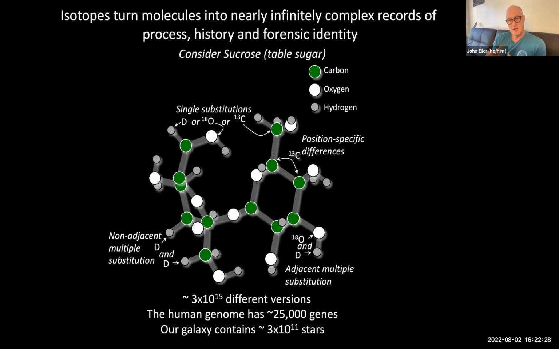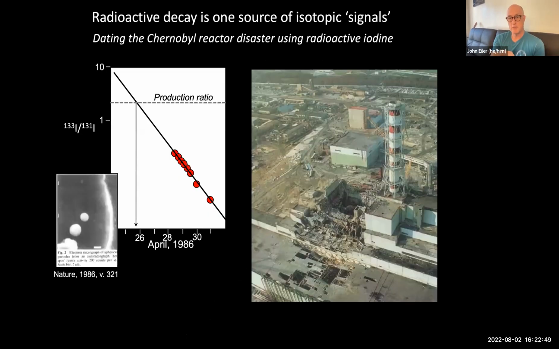What this tells us is that the distribution of isotopes in molecules is a record of history that's just as rich, just as nuanced, just as complicated as genomics. We just have to figure out how to read it and how to interpret it. And that's my job, basically. That's what I do for a living for all sorts of different natural science problems.